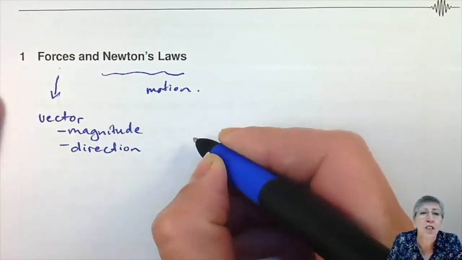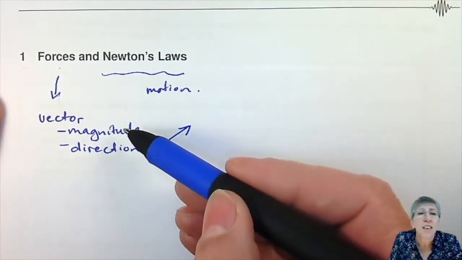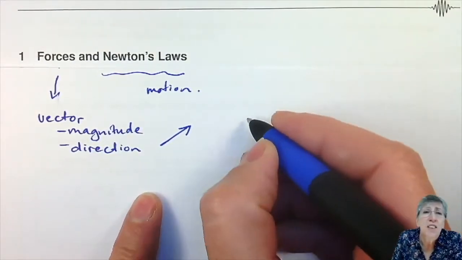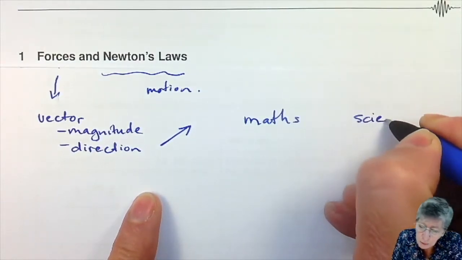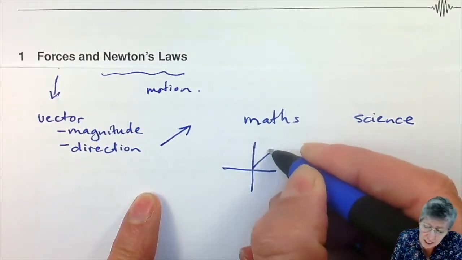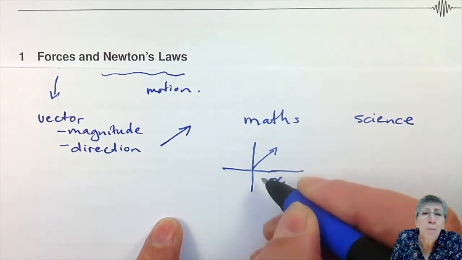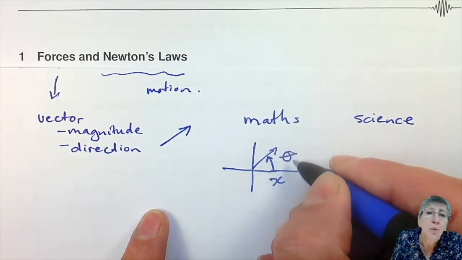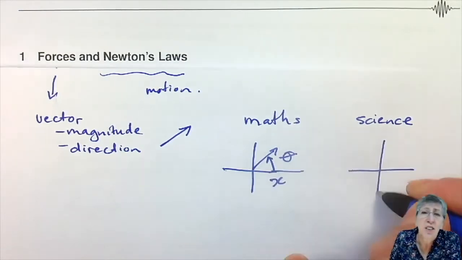And because it's got magnitude and direction, you can represent it with an arrow. The length of the arrow is going to give an indication of the magnitude, and obviously the direction you can see from the arrow. But it's very important that you know that in maths and in science, we measure the angles differently. If you are working in maths and I give you a vector like this and I ask you in what direction, you will measure from the positive x-axis in the anti-clockwise direction and you will give me that angle, right?